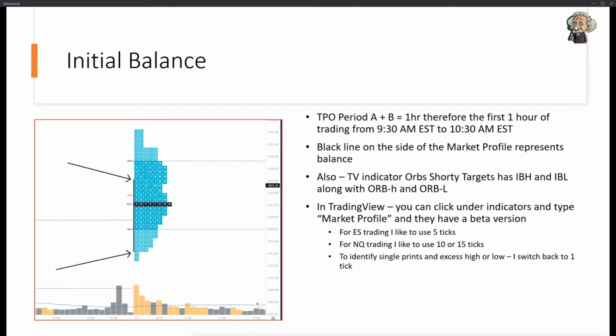Initial balance, I think I covered it in this slide here, but here's a little bit more. On TradingView, you have this little black line that's drawn and you can't change the color. You have the A and B period, that's your initial balance. You can also find initial balance high on the ORB Shorty targets. We have the IBH and IBL that get formed from 9:30 to 10:30. I'm just telling you how to set up the ES and NQ, at least how I use it. There's still a lot of learning to do on TradingView because it's also their beta version, so I don't know if they're changing code on their side. I'm still adapting to their TPO a little bit.